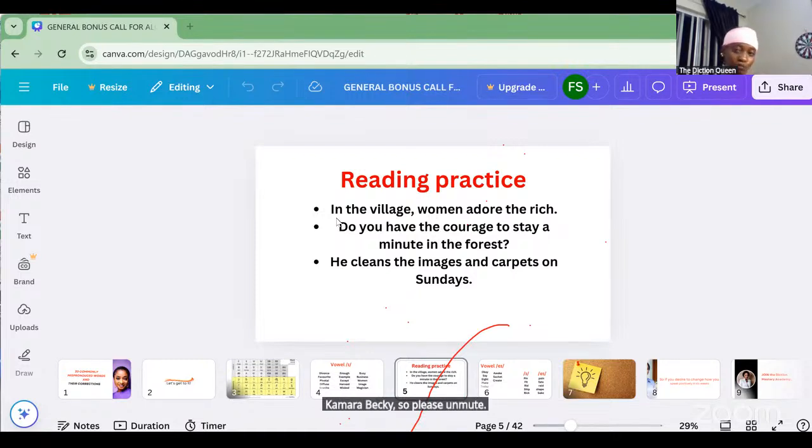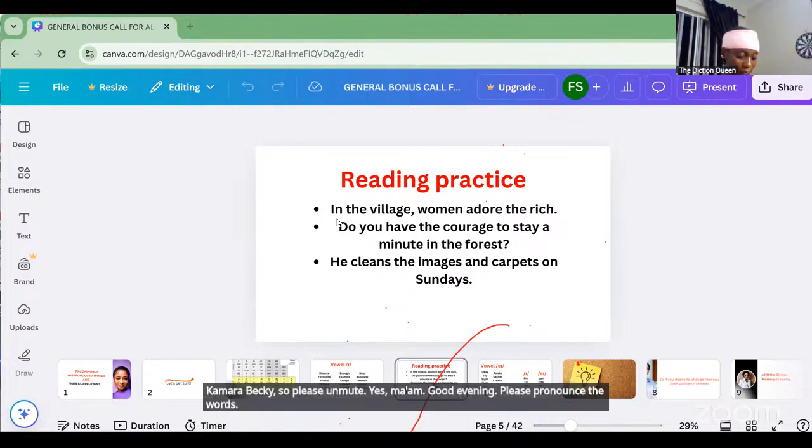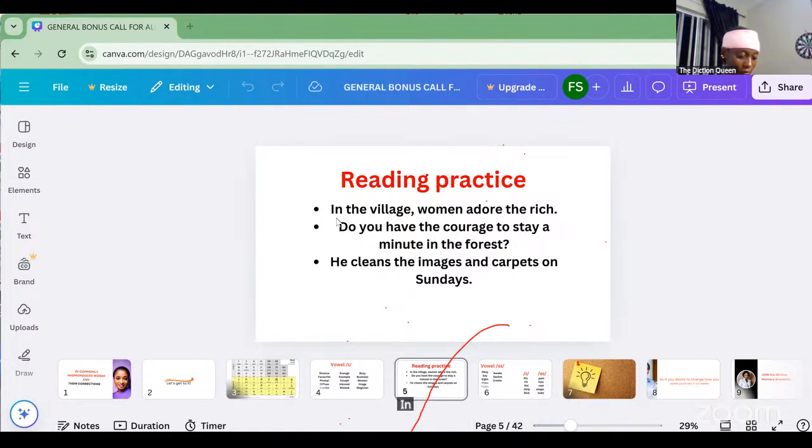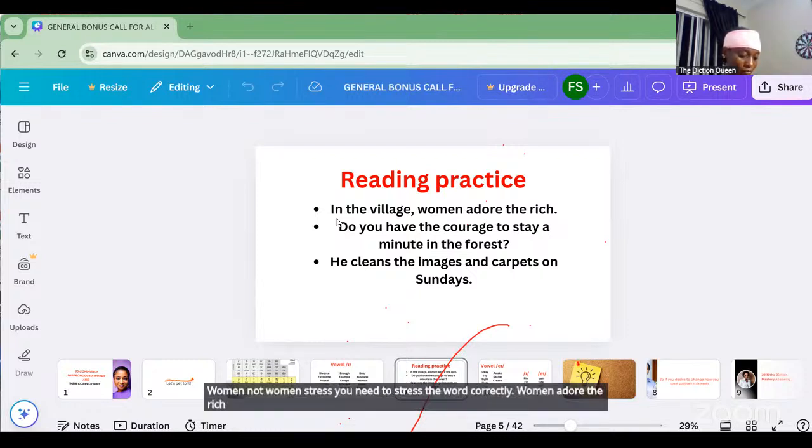Good evening, ma'am. Good evening. Please pronounce the words. In the village, women adore the rich. Women, not women. Stress. You need to stress the word correctly. Women adore the rich.